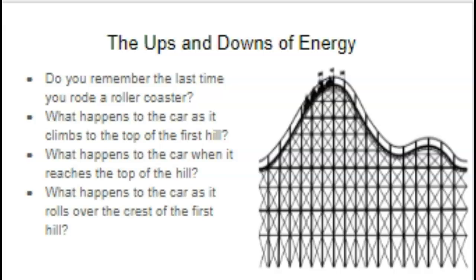What happened to the car when it reached the top of the hill? Well, it stopped momentarily, like a split second, when it reached the top. Then what happened to the car as it rolled over the crest of the first hill? Well, it swooped down that hill at breakneck speed as it rolled over the crest of the hill and down that first long slope.